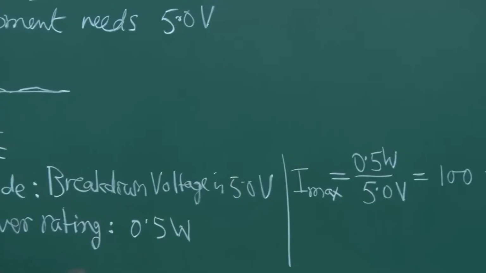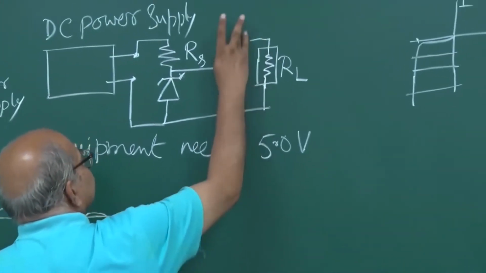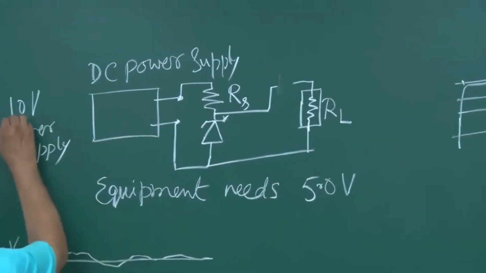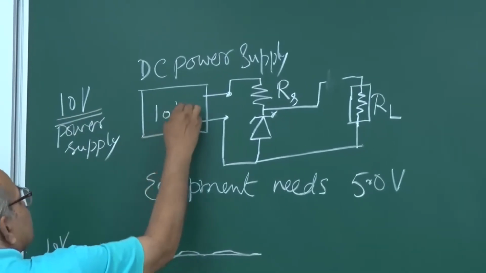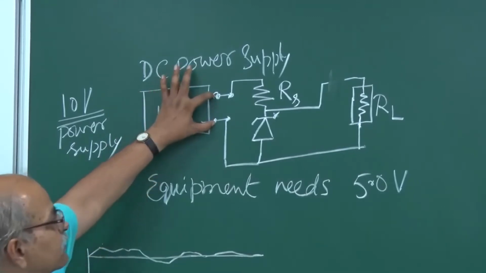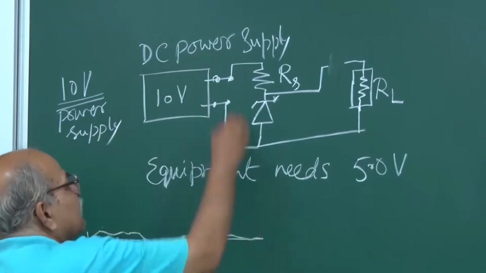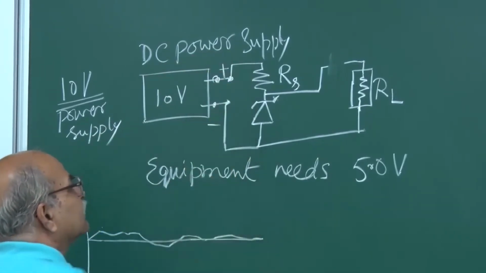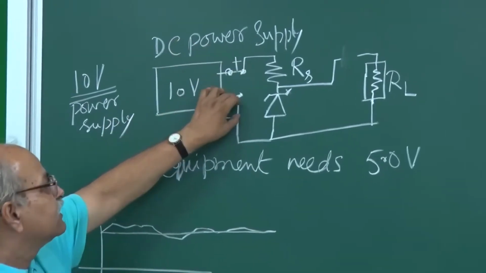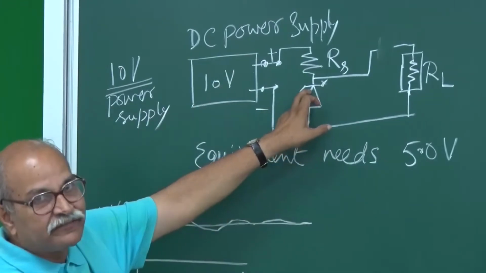To start with, let us say there is no load. Suppose there is no load, so let me break this. Suppose it's just RS and the Zener, and suppose this is 10 volts. It is giving me 10 volts. Fluctuation is there, but 10 volts here. And your circuit is just this. Remember, this side is plus and this side is minus. This is a DC power supply, so one side is positive, one side is negative, and then it is reverse bias.